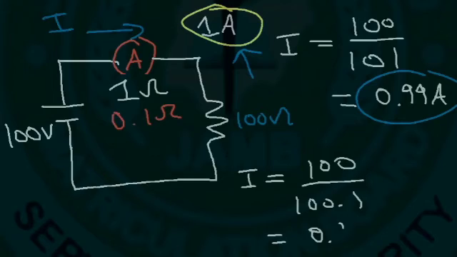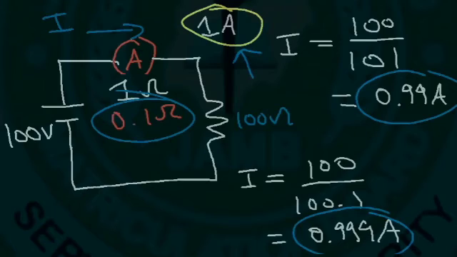This is about 0.999, which you can round to 1. So as you can see, whenever you want to design an ammeter, you want the internal resistance of the ammeter to be extremely small so that you can get a very accurate measure of the current in a circuit. The smaller the internal resistance of the ammeter, the better.